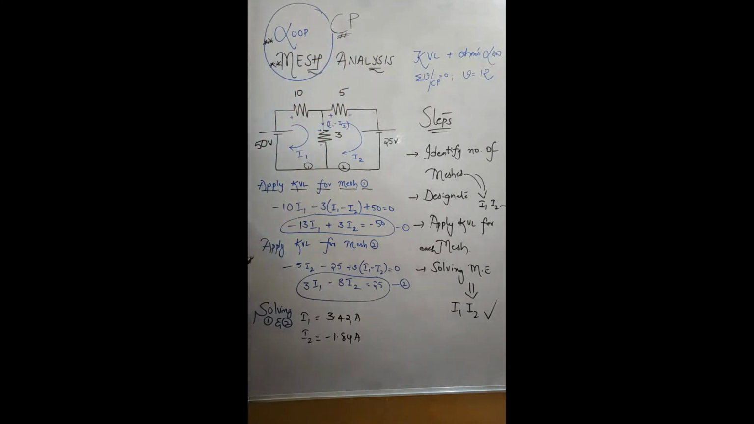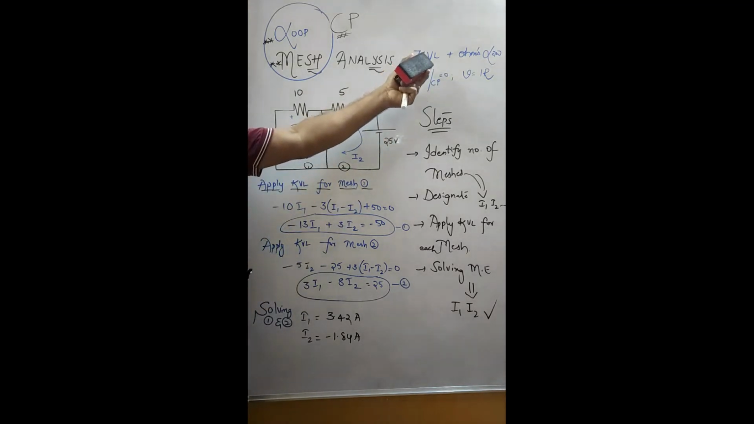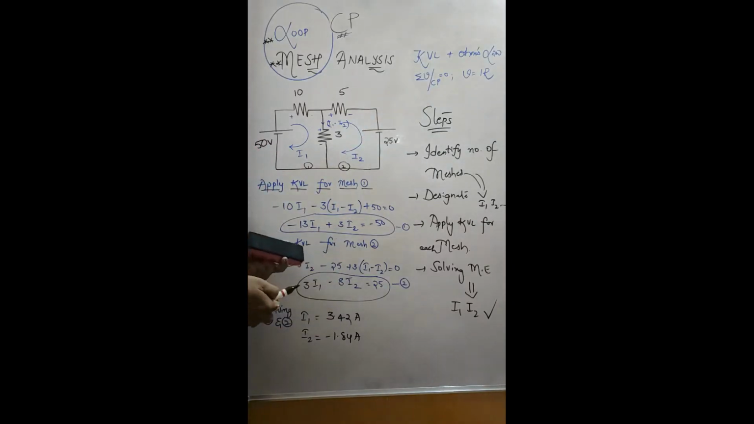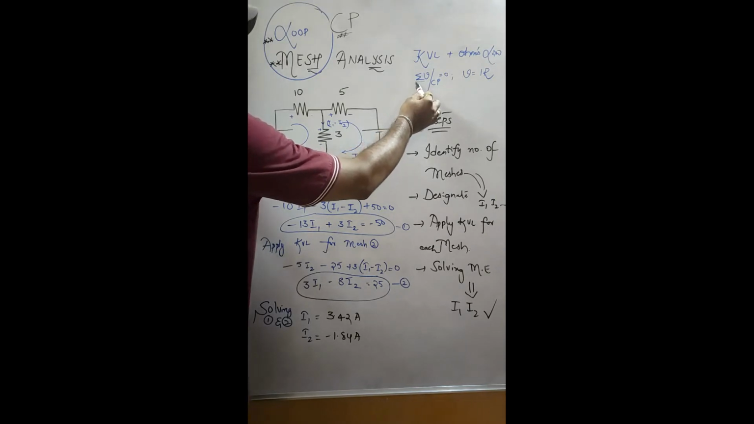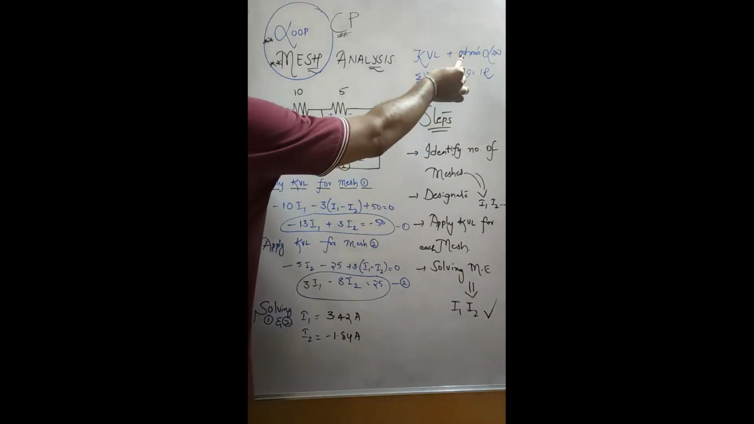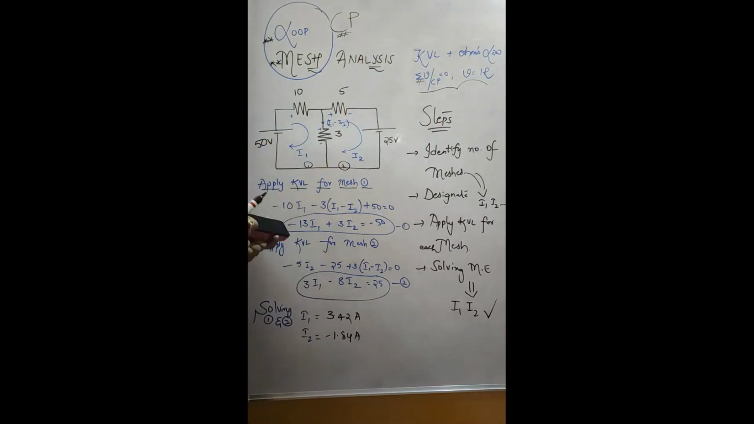I'd like to go for the analysis part. Mesh analysis is a combination of two things. One is Kirchhoff's voltage law in combination with Ohm's law. Kirchhoff's voltage law is the algebraic sum of all the voltages in a closed path is equal to 0. And Ohm's law is V equal to IR. Try to use these things for the analysis.